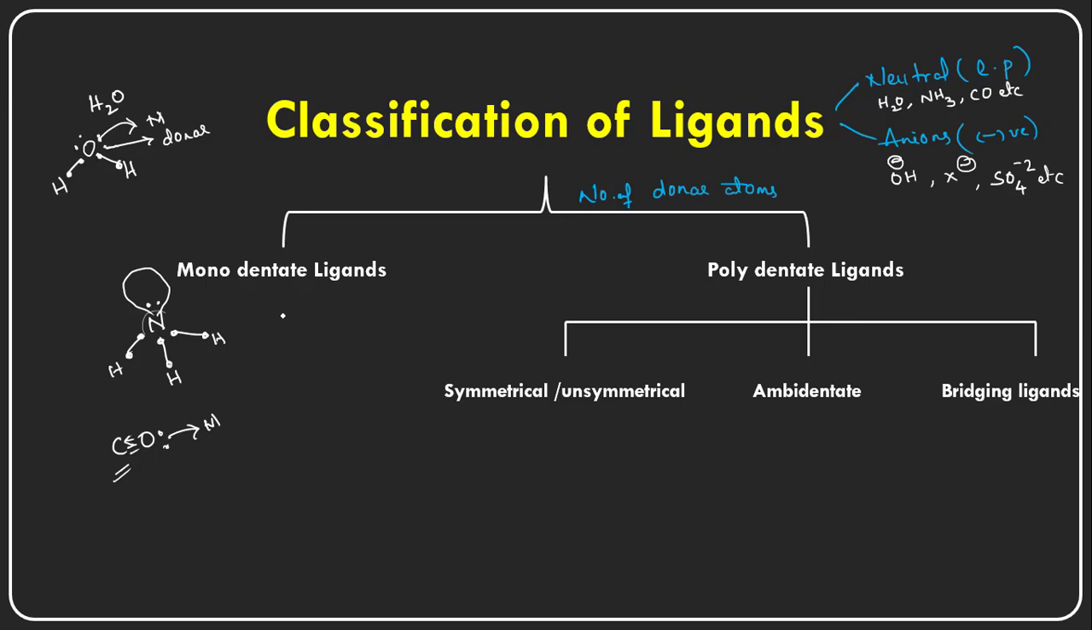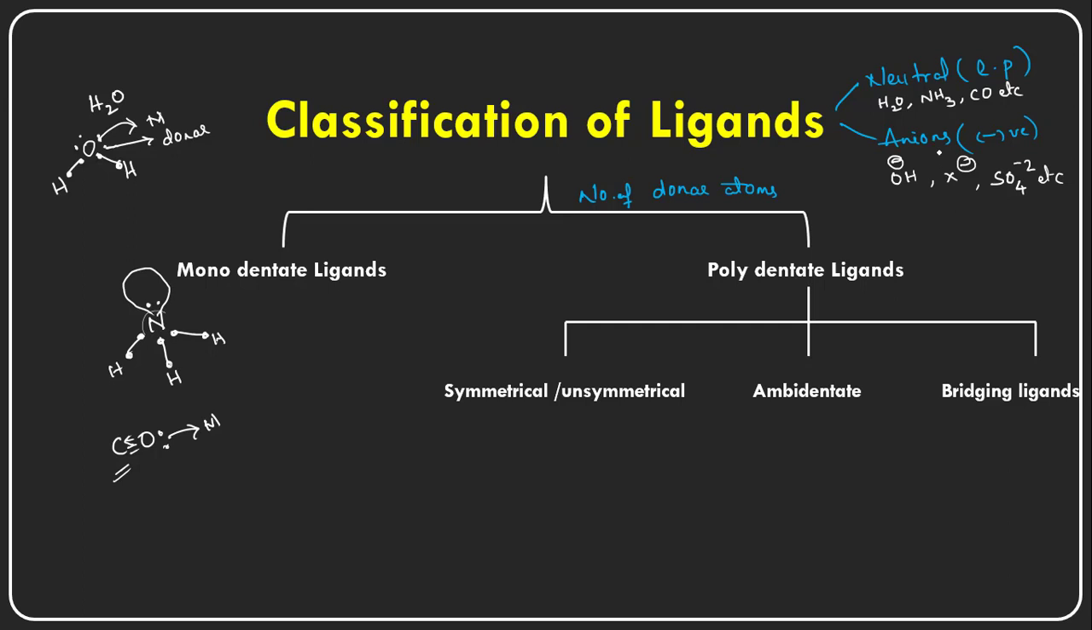So here for the monodentate ligands, only one donor atom is there, right? One donor atom. The classification is based on the number of donor atoms present in the ligand. So all are neutral molecules or anions. All are not donor atoms, right? Donor atoms.